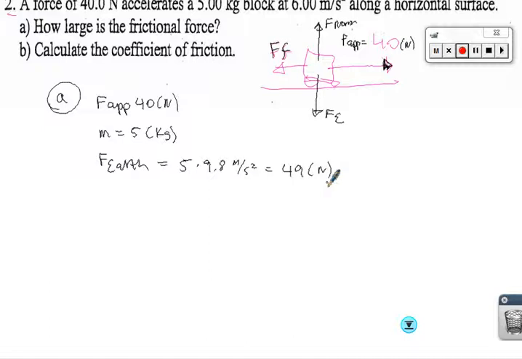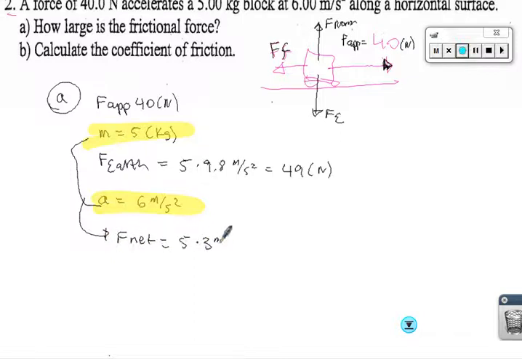How large is the frictional force? What we need to do is, we also know the acceleration to be 6 meters per second squared. Knowing the acceleration and the mass, we can find the net force. F net is 5 times 6, which is 30 newtons. So that's the net force. The combination of this force and this force together gives us 30 newtons.